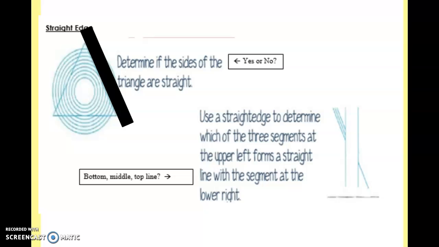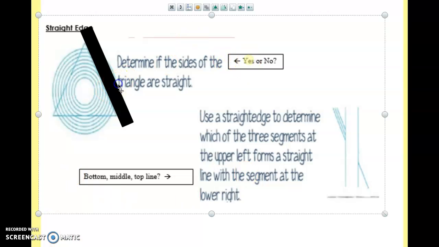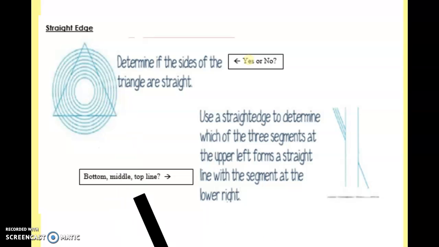So it definitely is straight, even though, again, when you're putting it up against those circles, it appears to look kind of wavy. All right, take a look at the second one.